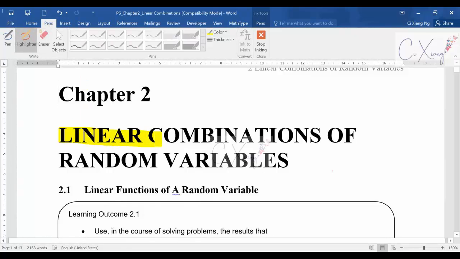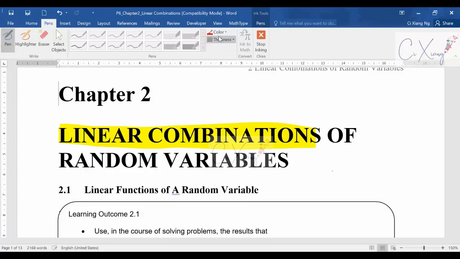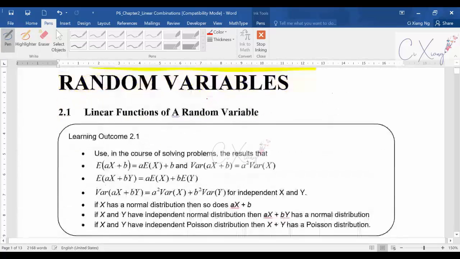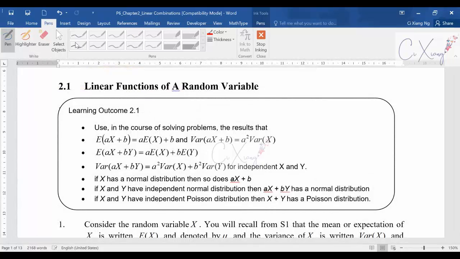So the word linear combination is the important one. You need to know what is the meaning of linear combination. Right, so we'll discuss this later. And then for this whole chapter, generally you need to know a few things here. Okay, so let's have a look at learning outcome 2.1.